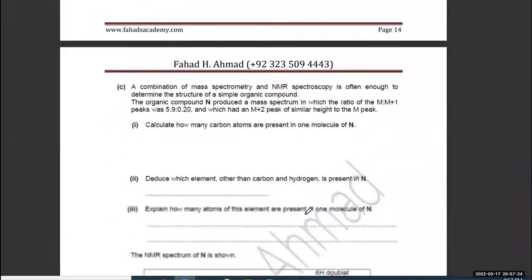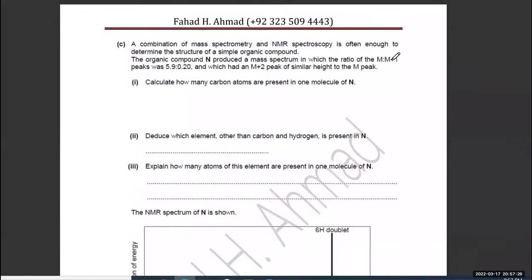So here's another one, probably an easy one. He's saying that in the mass spectrum, M and M+1, can you tell me the number of carbon atoms? It's 100 over 1.1 into 0.2 divided by 5.9, right? So how many carbons do we get for this? 3. It's a 3 carbon atom molecule.